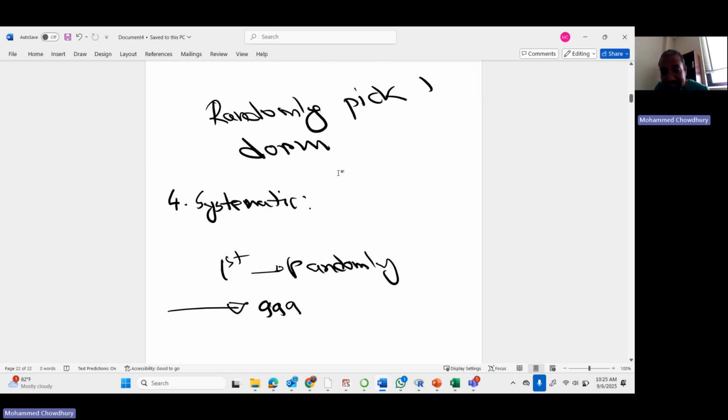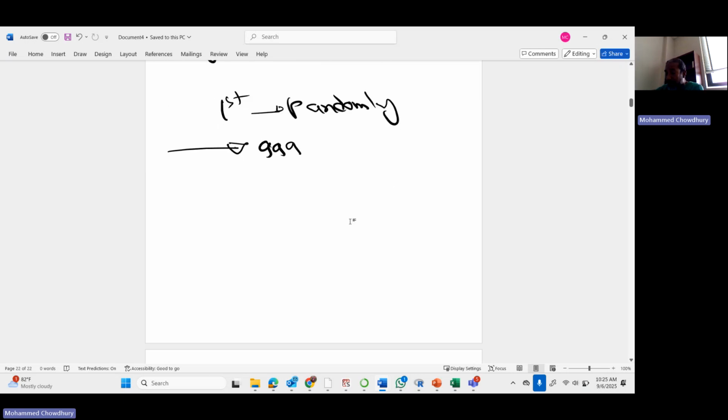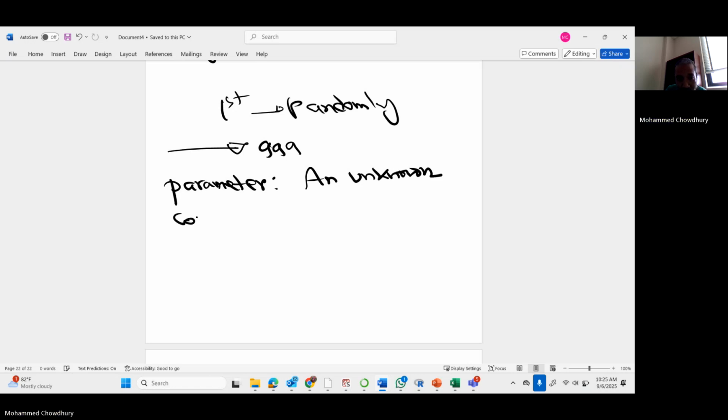Okay, after that, I want to discuss what a parameter is. What is a parameter? A parameter is an unknown constant of the population. An unknown constant of the population is known as a parameter.